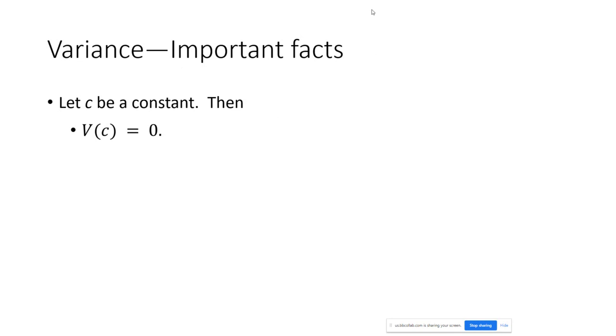All right, so let's do some important facts about variance. Again, let's let c be a constant. Then the variance of c equals 0. So that should kind of make sense if we think about variance as the horizontal variability around the expected value. If all we have is a constant, 100% of the time, it's equal to that constant. So there's no horizontal spread there.